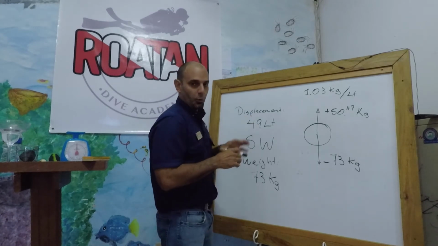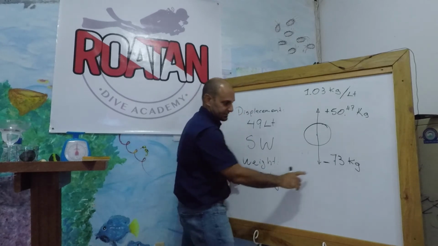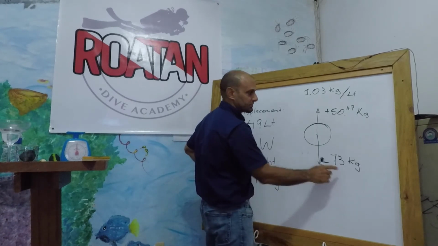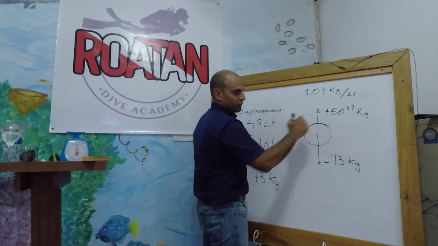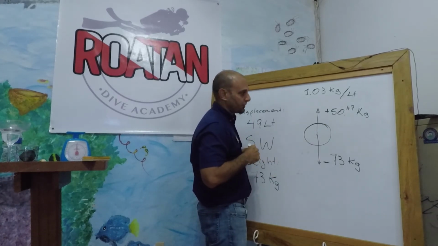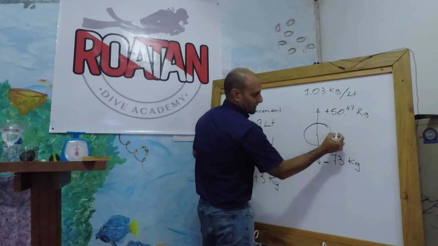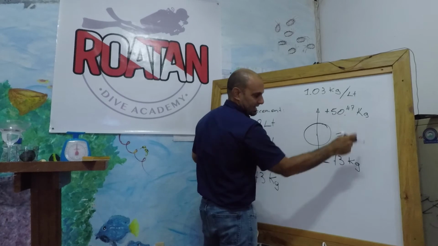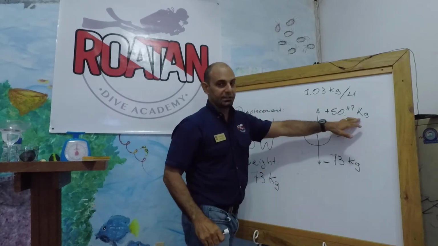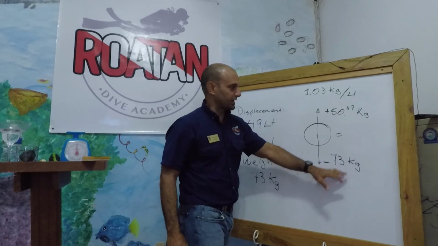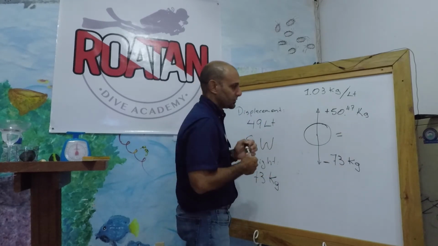So let's go back to the graphic. So now we have a negative force, which is the weight, right? This is minus 73 kilograms. And now we have converted these 49 liters to a positive force of 50.47 kilograms, right? So now that we have the same units, we can subtract the two numbers. Don't put liters here and try to add or subtract liters and kilograms. That doesn't work. It has to be the same unit, right?